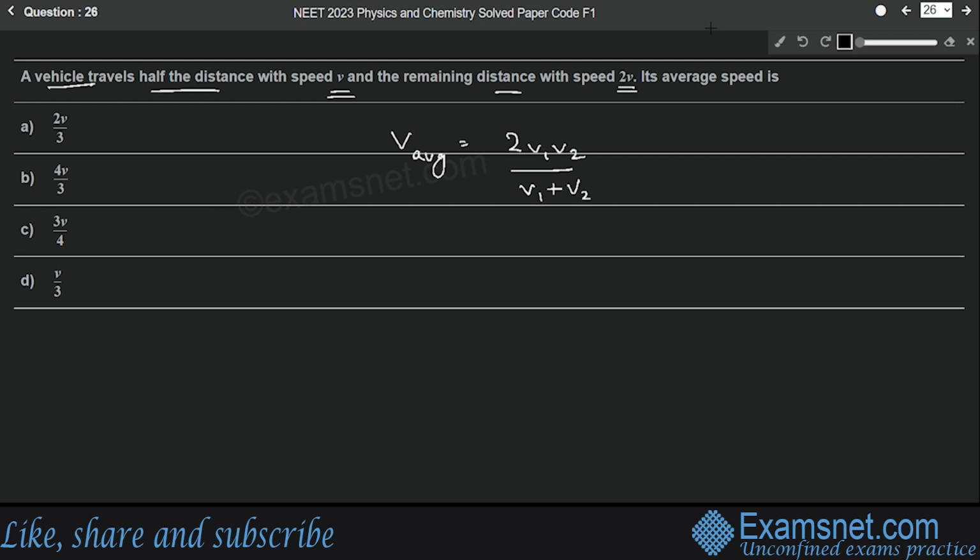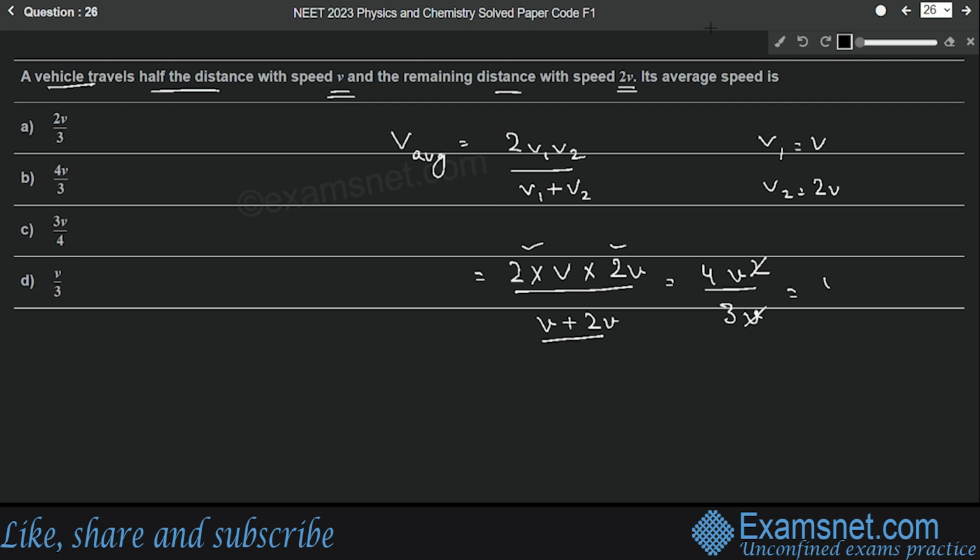Okay. So let's put the values here. Here v1 is equal to v and v2 is equal to 2v, right? So 2 into v1, that means v, into v2, that is 2v. Okay. Divided by v1 plus v2, that means v plus 2v. So here we get 2 into 2, 4, and v into v, v square. Okay. And here we get v plus 2v, that is 3v. So v square will cancel one v here. So what is left? 4 by 3 v. So the average speed will be 4 by 3v. That means option B will be the correct answer.